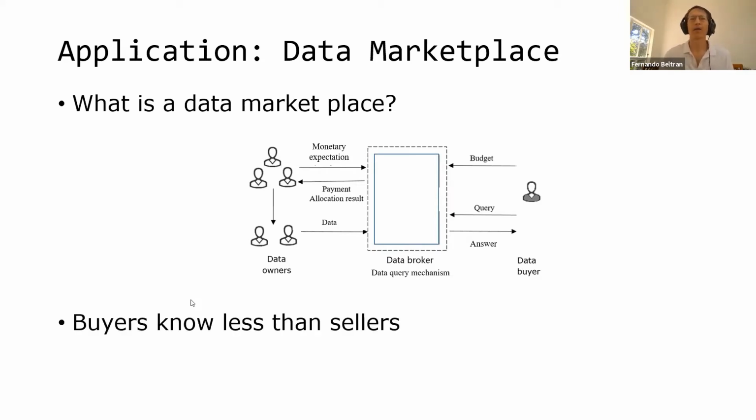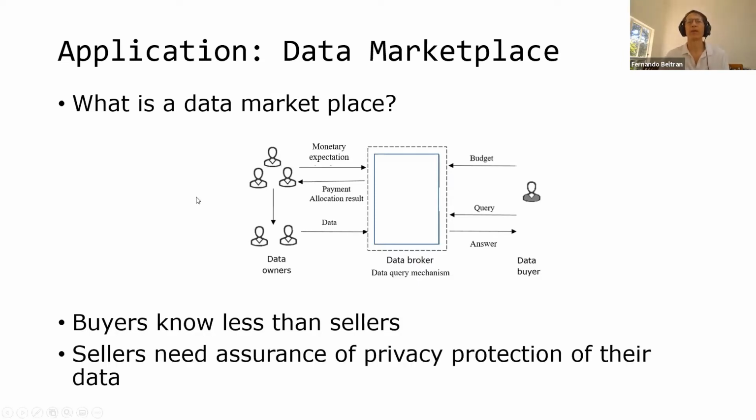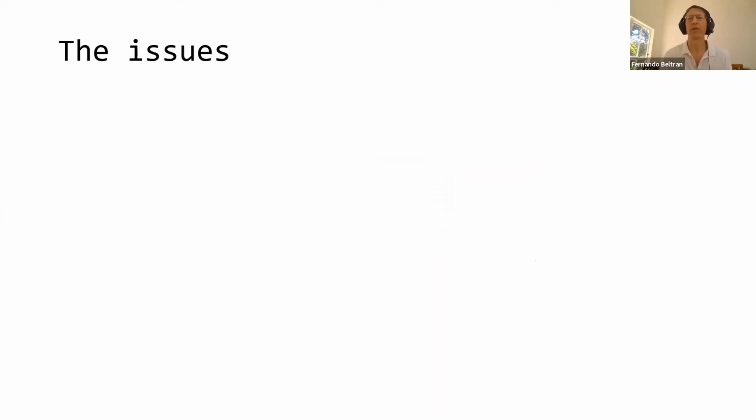Now, buyers, of course, no less than sellers. This is an information asymmetry problem there. And also, the sellers need assurance that the data is protected, that the privacy of the data is protected. All right, so what are the issues in general? One important one is de-identification. This is a way by which data sets strip off the identification, the ID, of the person who is the owner of the record. That has been done for a long time in the hope that people cannot be recognized or identified.